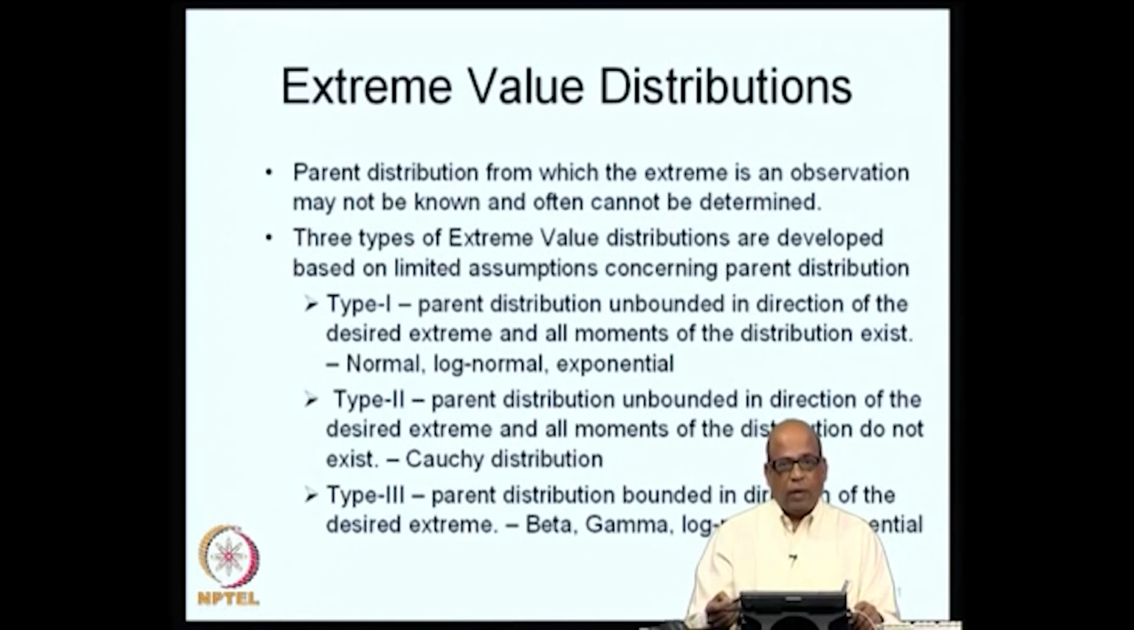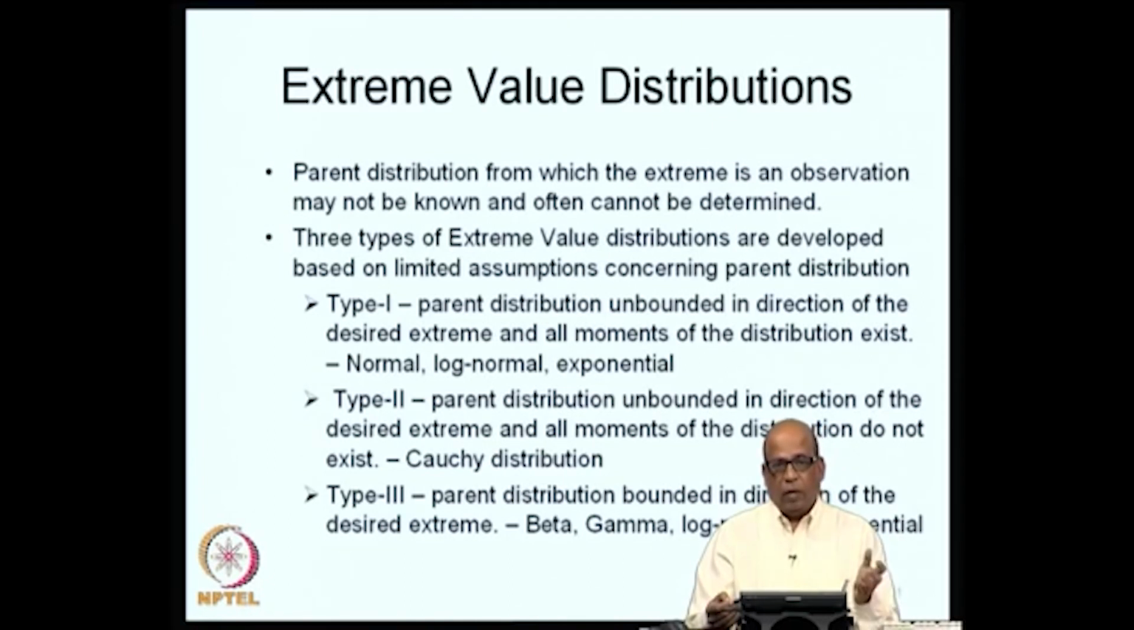Now, as I said, the parent distributions from which the extreme is an observation may not be known and often cannot be determined. For example, you may have extremely high intensities of rainfall. So, you may have defined the threshold of the high intensity rainfall to be quite high, and then you are looking at extreme high intensities of rainfall.